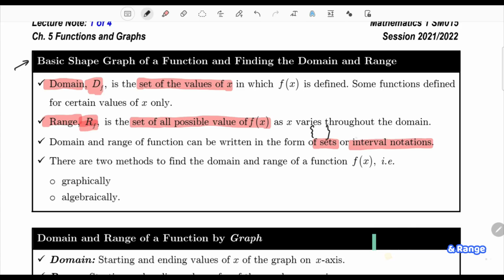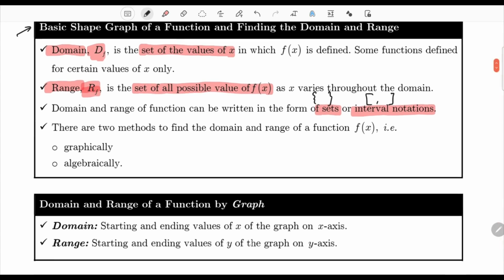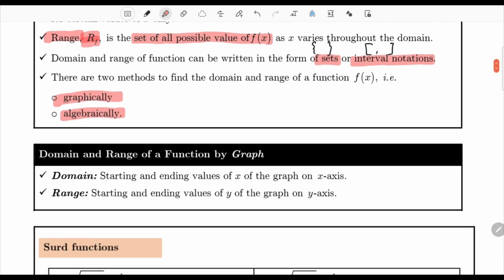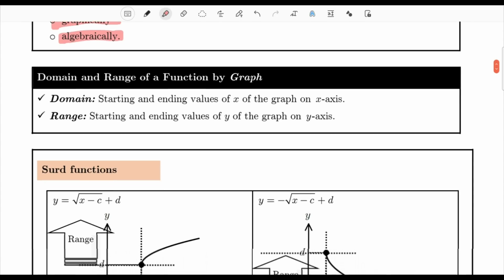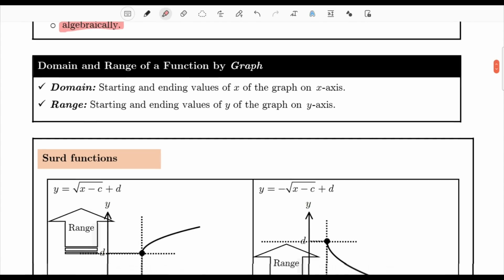You've seen this from the first chapter, interval notation. Okay, there are two methods to find the domain and range, that is graphical and algebraic. So we are going to do graphical first. For the first lecture, we're going to do the graphs up till the third function, so please bear with me.